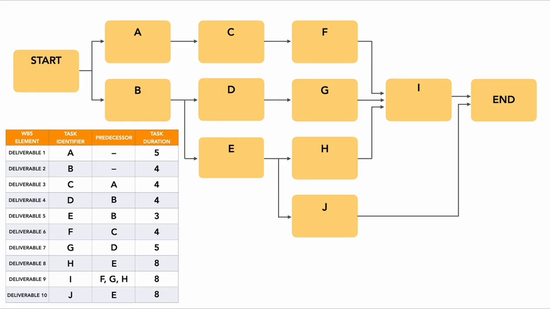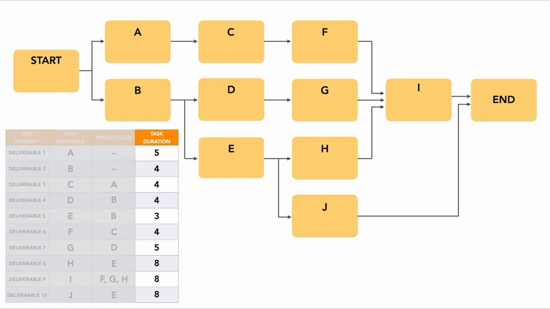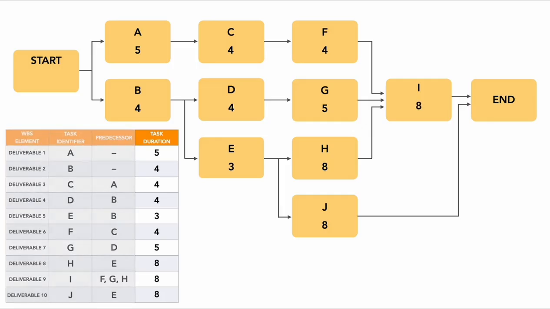We then need to put right below the task identifier the duration estimate. So maybe we had a discussion with our engineers or other subject matter experts, and they told us that these tasks will take X number of days to finish. In this example, A is 5, B is 4, C is 4, etc., etc.